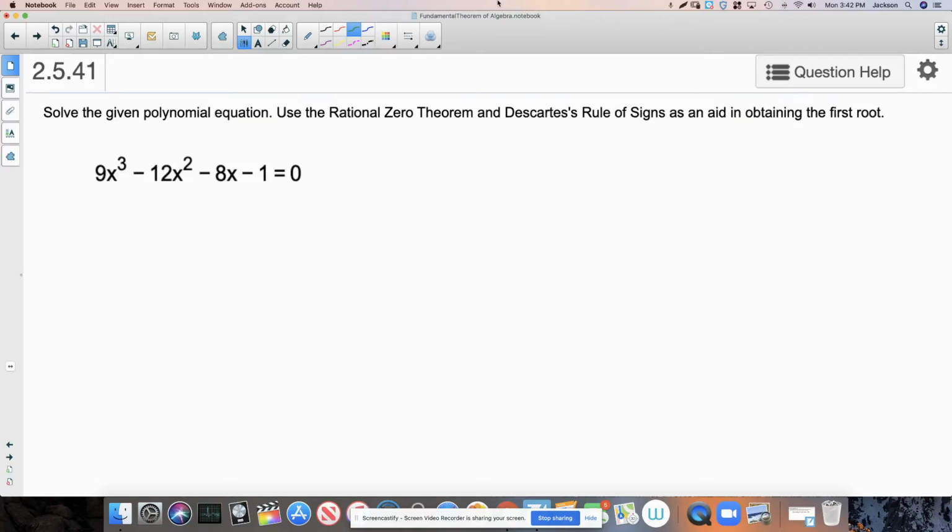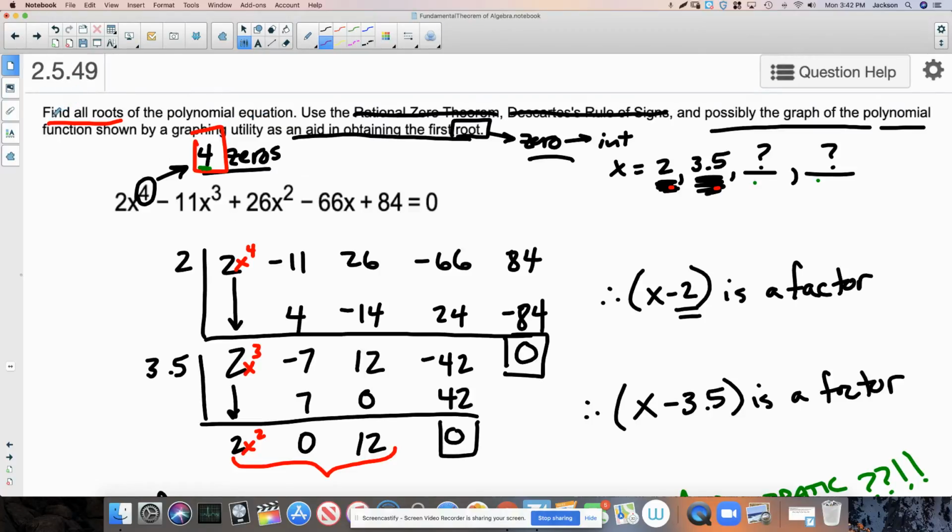Let's take a look at a third degree polynomial. Solve the given polynomial equation. Okay, so they've phrased this question differently. If you go back to this problem we just did, it said find all roots of the polynomial equation. So they're really testing your vocabulary here. Okay, finding all roots means finding all of the zeros, right?